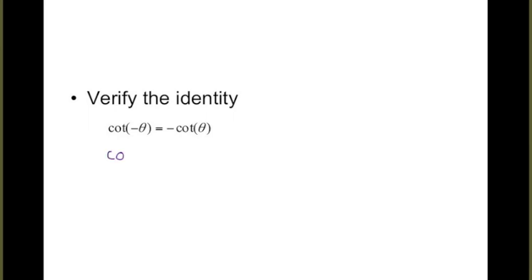Cotangent is equal to cosine over sine. And since it was a negative theta, it will be negative theta for both of them. I'm going to do the same thing on the other side and have a negative, and cotangent is cosine over sine.